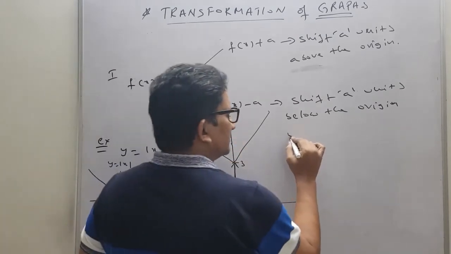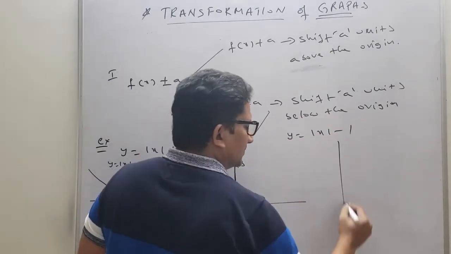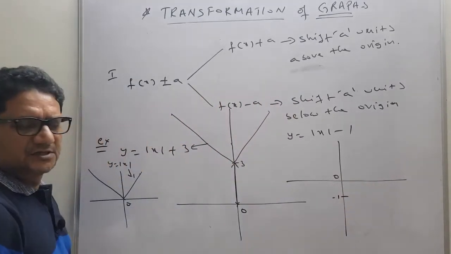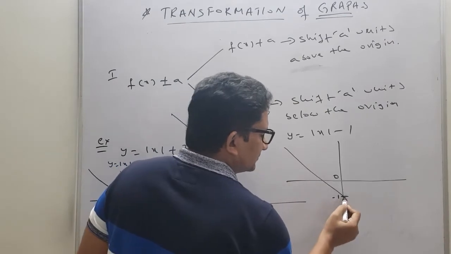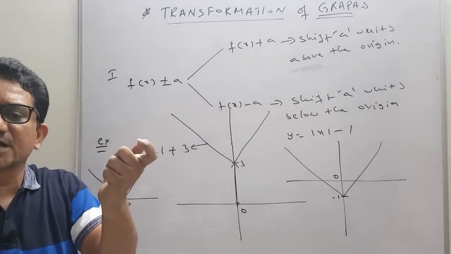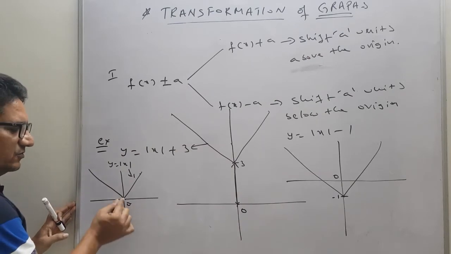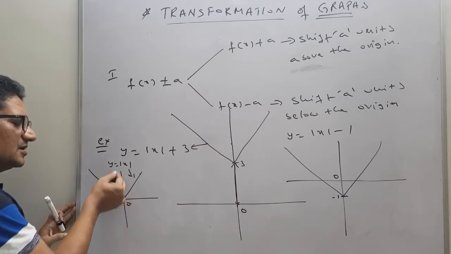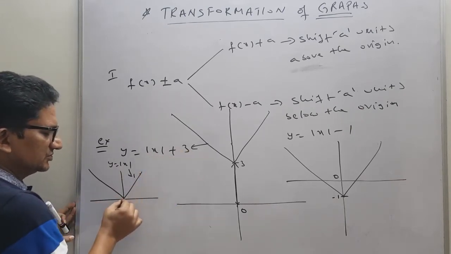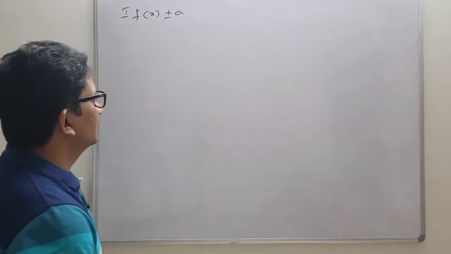And if you want the graph of, suppose, y equals modulus of x minus 1, then what will we do? Somewhere the origin will be there, and come 1 unit down and draw the same modulus graph. So this is the procedure to draw the graph when a constant is added to or subtracted from the function. The original graph shifts a units up if it is positive, and minus means shift down. So like this, mod x plus 3, 3 units we are moving up, and 1 unit we are coming down. We will see an example.